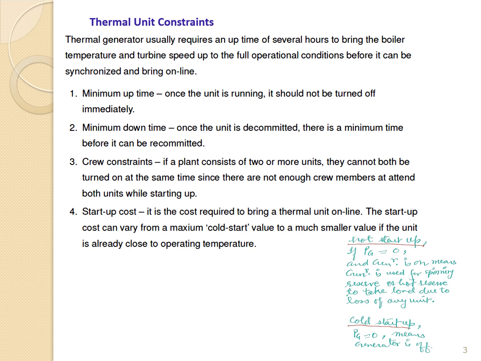Hot startup means that the unit is close to the operating temperature and has been recently brought to the off state, and PG is 0, that is, we are not supplying any power output from it, but it is still close to the operating temperature. The generator is on, and it can be used as a spinning reserve or hot reserve to take the load due to loss of any unit. And cold startup means that the unit has been brought to the off state and there is no output from that particular unit, meaning the generator is off.